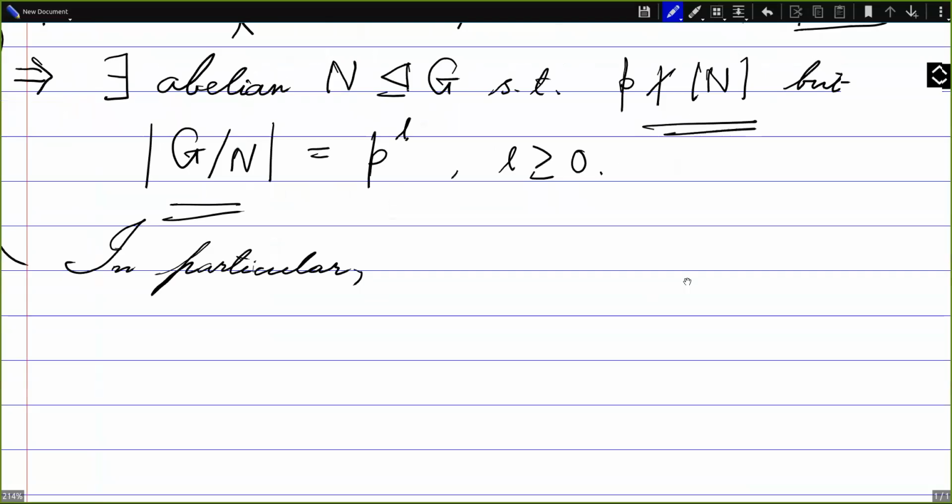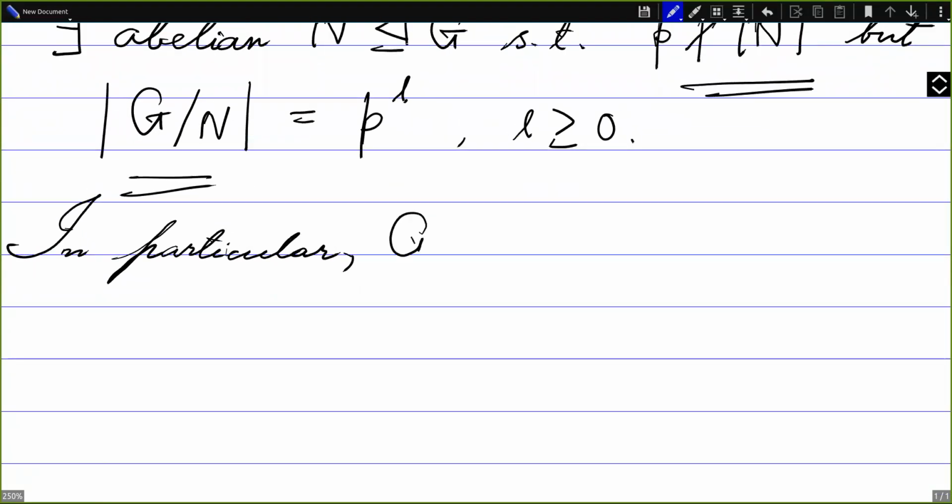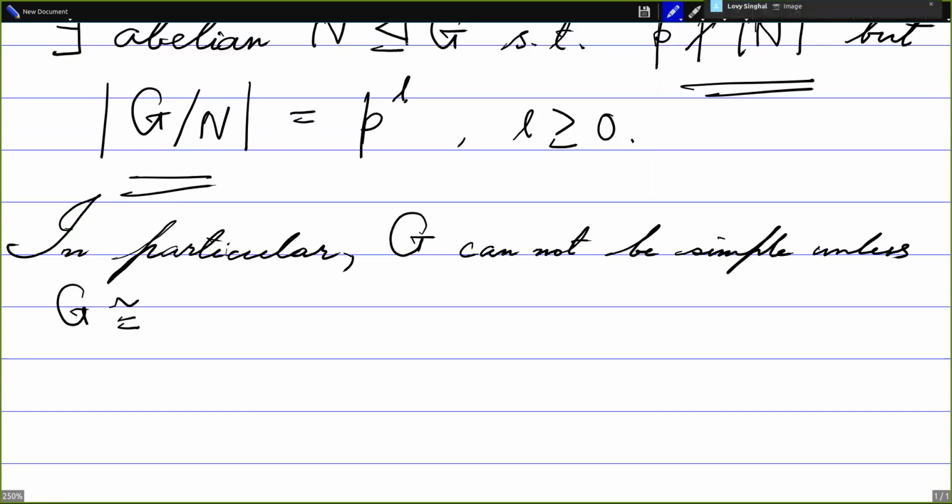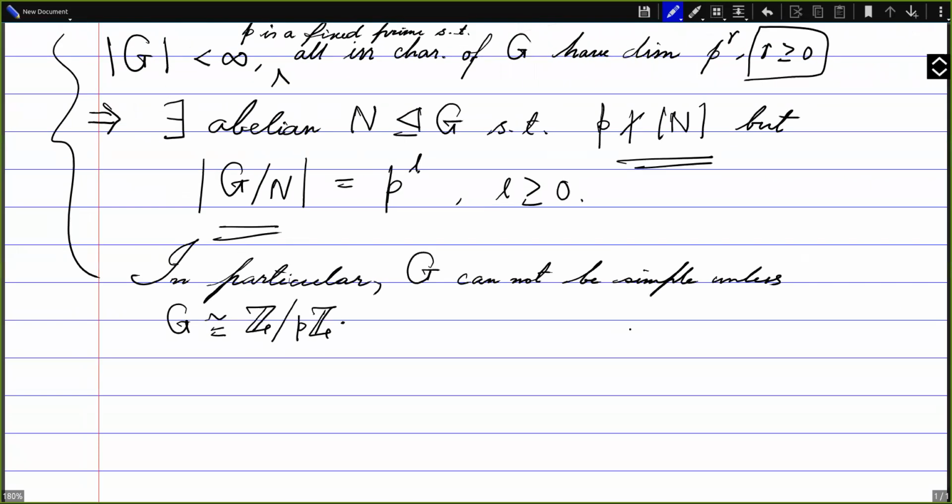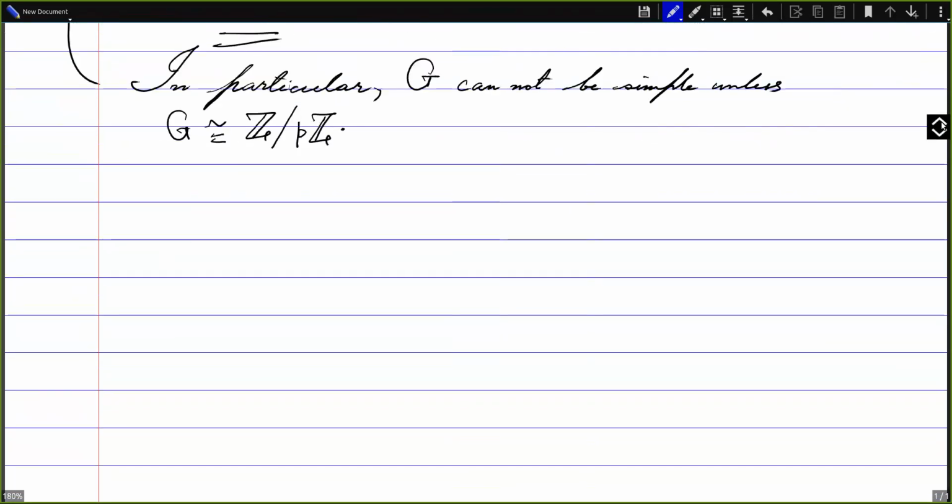In particular, in this situation, of course, G cannot be simple, unless G is isomorphic to Z modulo pZ. This is what we will first show.